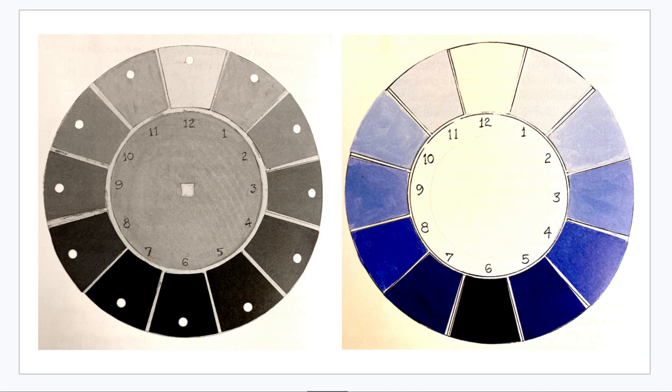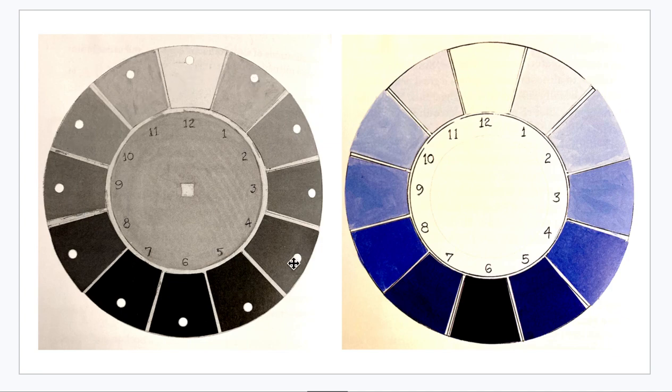The other one is intensity. So intensity is brightness or dullness of a color. And then the final one is value, which is lightness or darkness of a color. So we have hue, intensity, and value, and we can never get rid of any of them. All colors have all three of those characteristics.